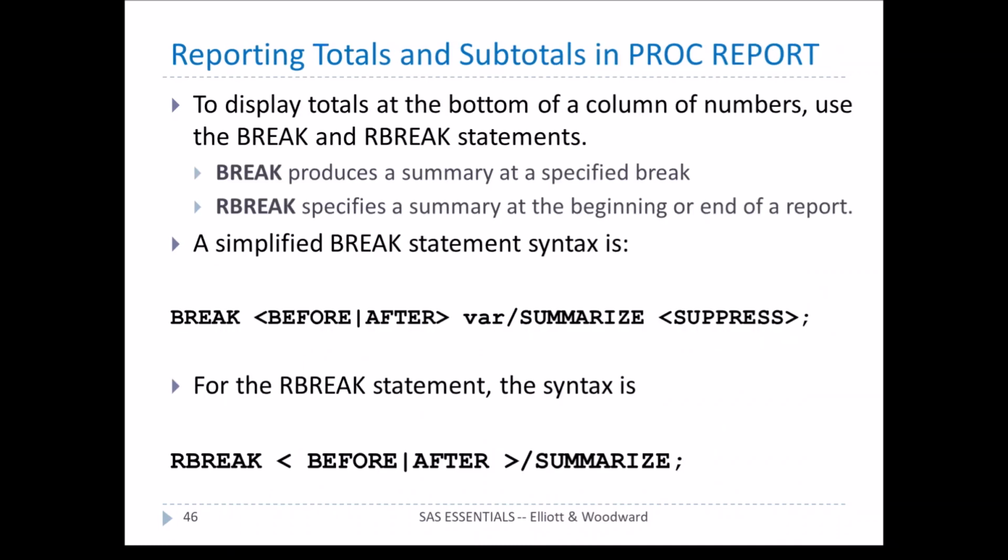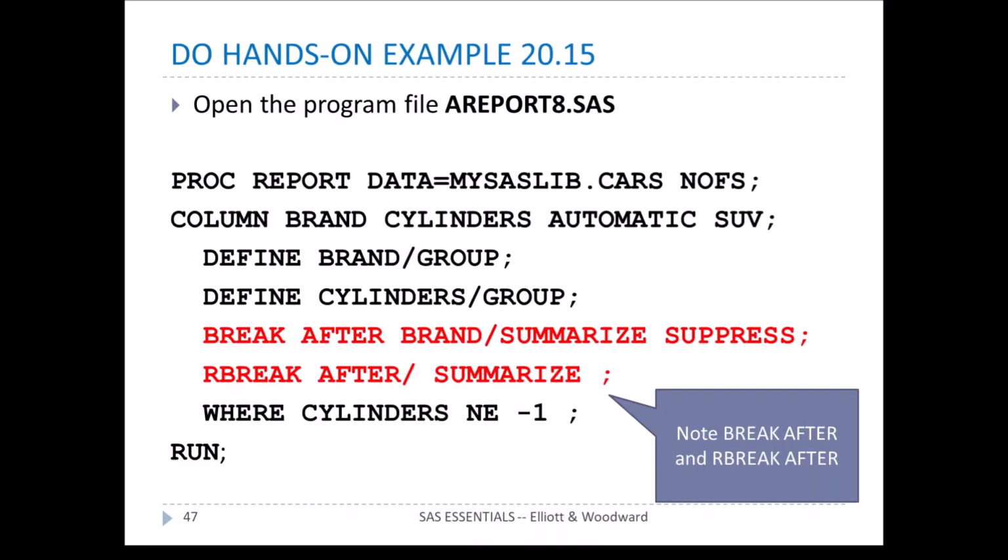All right, so we can also report totals and subtotals in PROC REPORT. To display totals at the bottom of a column of numbers, use the BREAK and RBREAK statements. The BREAK statement produces a summary at a specific break, and RBREAK specifies a summary at the beginning or end of a report. So here's a simplified BREAK statement. We say BREAK either before or after, then the BY variable, /SUMMARIZE, and then the option SUPPRESS. We'll see what that means. And for RBREAK, we have RBREAK, again before or after, and /SUMMARIZE.